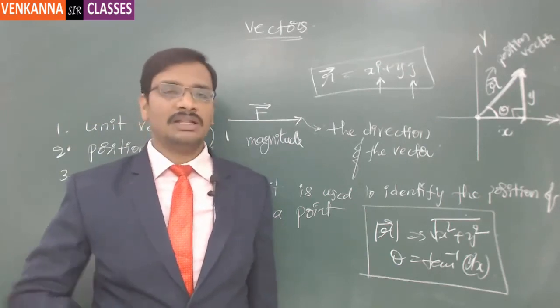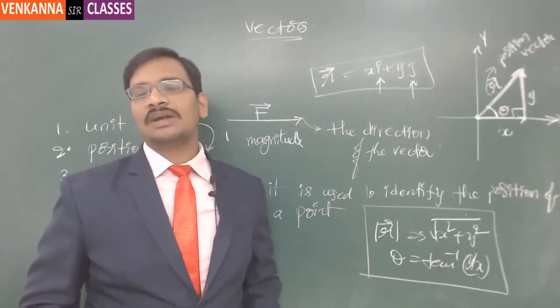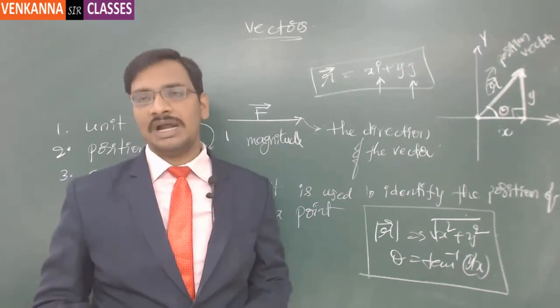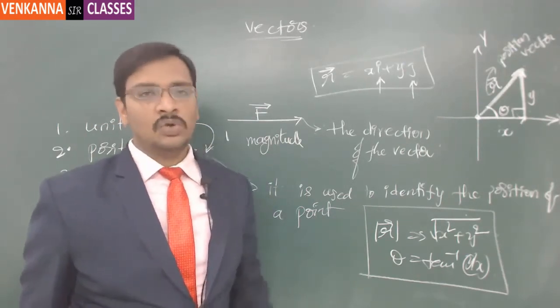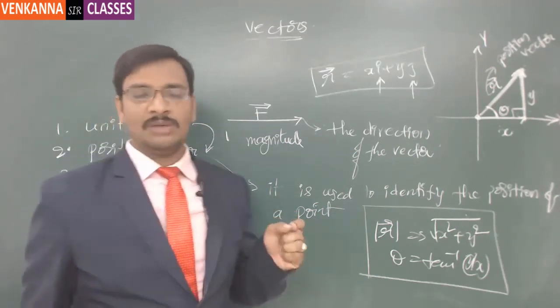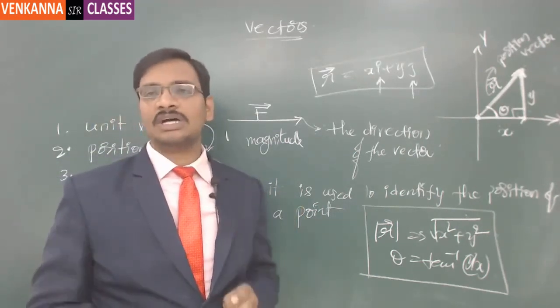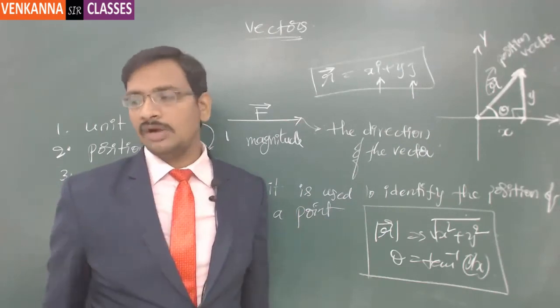So as I explained in the previous class, whatever vectors we are dealing with in case of statics, 90% of the cases are only coplanar vectors. Coplanar means co means same, planar means plane. So the vectors which are sharing the same plane are called coplanar vectors.